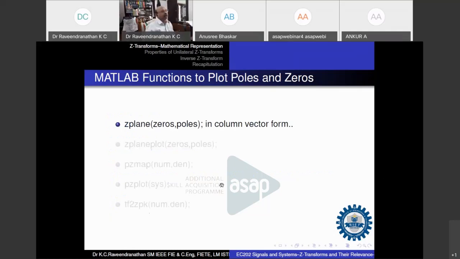Now, MATLAB functions to plot poles and zeros. There are several functions in MATLAB to plot poles and zeros. The simplest one is zplane, where you give the zeros and poles, and it will simply plot them. Both the zeros and poles should be given in vector form. We can try this out. We can easily do that. We can get into MATLAB.